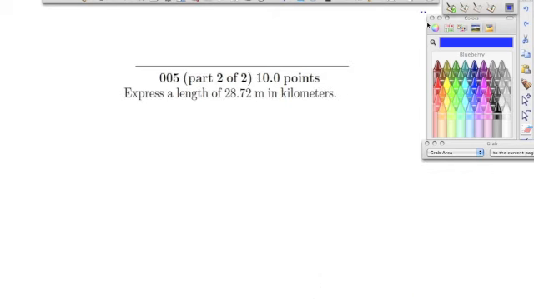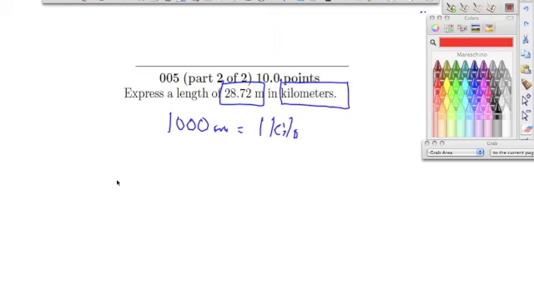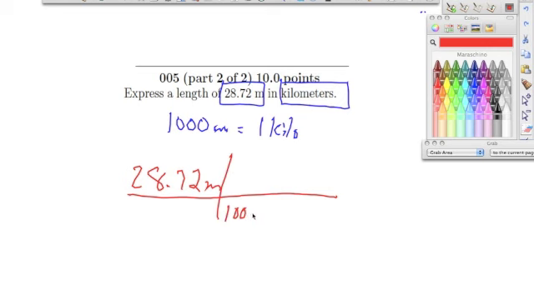It says express a length of 28.72 meters in kilometers. Okay, so we're going from meters to kilometers. Okay, when we look at this, we know that 1,000 meters equals 1 kilometer. Okay, so we always start a conversion with the number the problem gives us. It gives us 28.72 meters. Since meters is on top, we put meters on bottom, which is 1,000, and 1 kilometer on top.